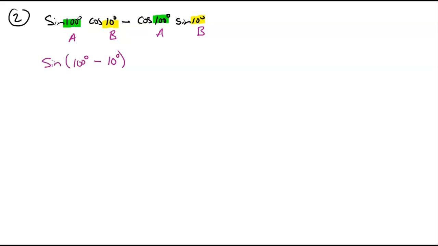Let's see if we can simplify it some more. This becomes sine of 90 degrees, and 90 is on our unit circle. We would never use the sum and difference to find 90 degrees because we would just have it memorized. And so it gives us the number 1.